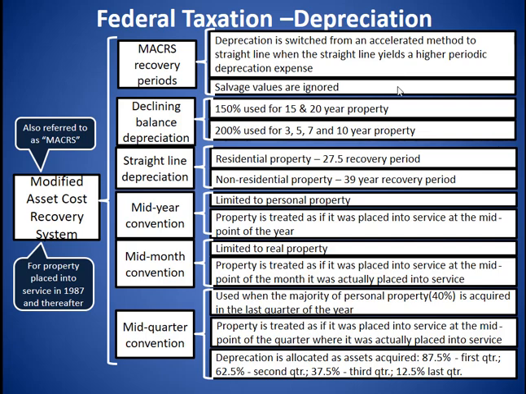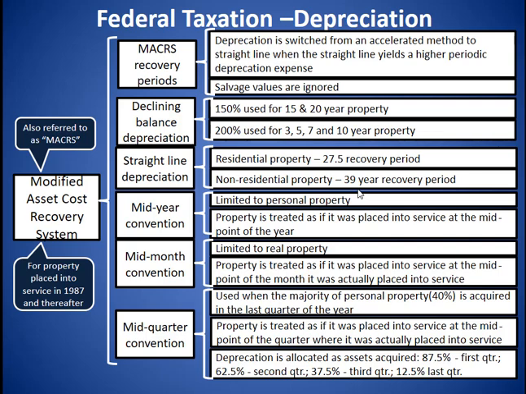We use declining balance depreciation, and what we do is we use 150% declining balance, and that's used for 15 and 20 year property. 200% declining balance is used for 3, 5, 7, and 10 year property. Now, MACRS does require straight line depreciation for residential property, in this case residential property being real estate, with a 27.5 year recovery period. For non-residential property, the depreciation rate is straight line, with a 39 year recovery period.